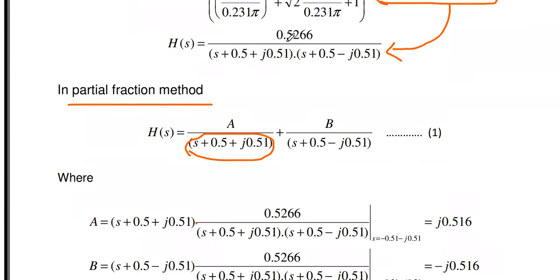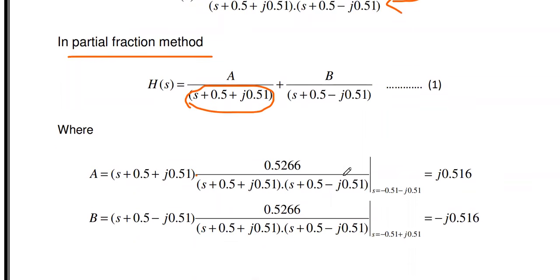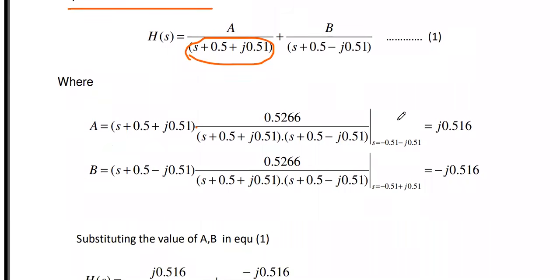H(s) is equal to this total function, evaluated at the condition s equal to p1. P1 means the first pole. What is the pole for this term? Minus 0.5 minus j0.51. So then this s term cancels, and in place of s you substitute minus 0.5 minus j0.51. If you calculate, we get the answer j0.516.